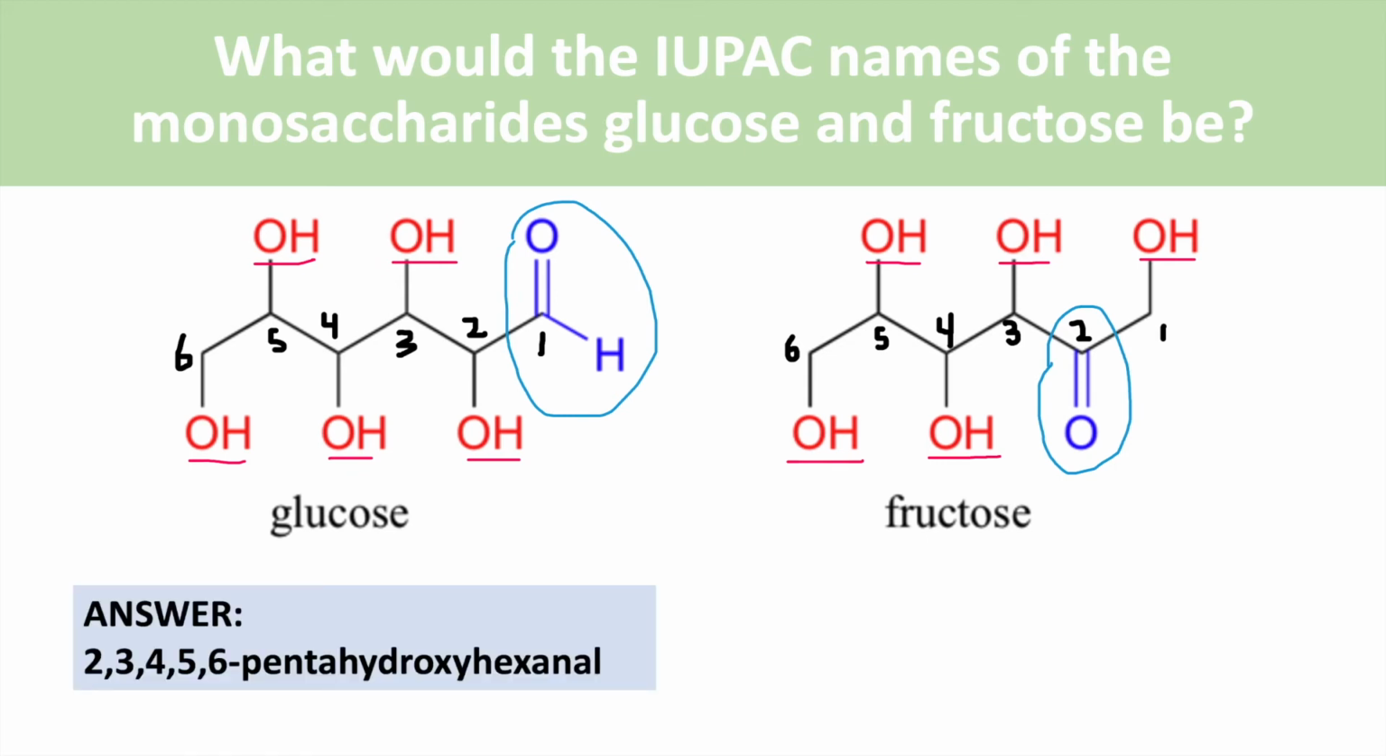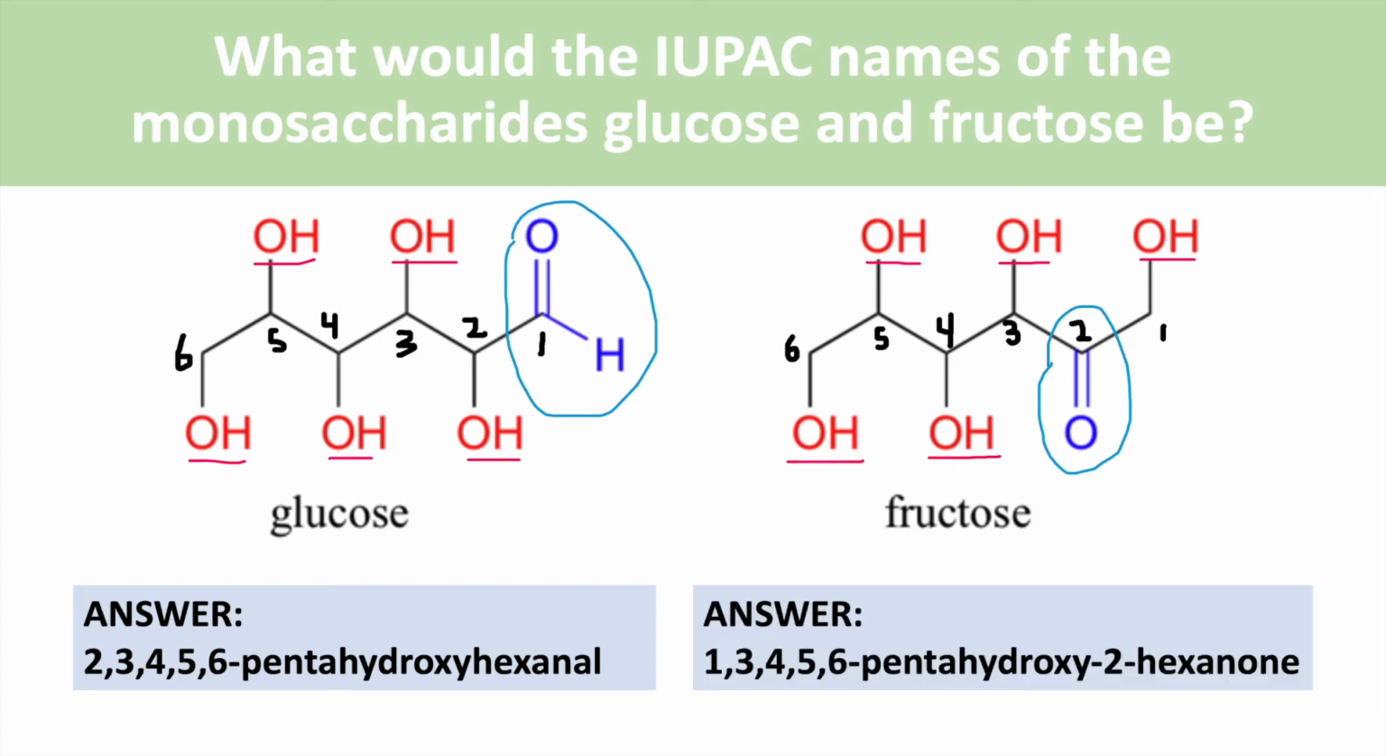Fructose's carbonyl group, conversely, is in the middle of the 6-carbon parent chain on carbon 2. So it is a ketone group and it will give fructose the suffix -one. Once again, we identify which carbons each hydroxyl substituent is on and come up with the IUPAC name of 1,3,4,5,6-pentahydroxy-2-hexanone.